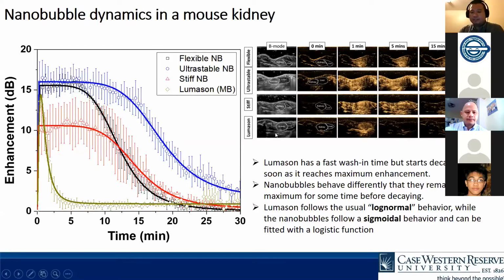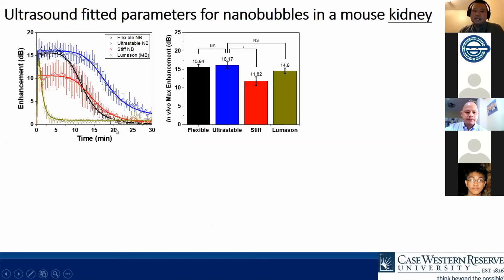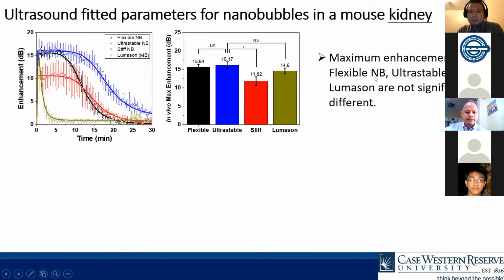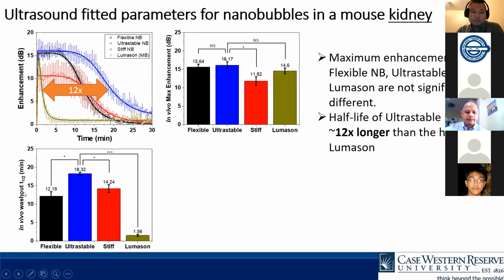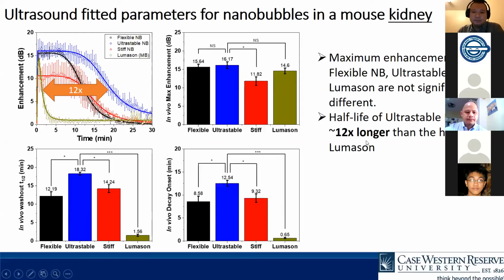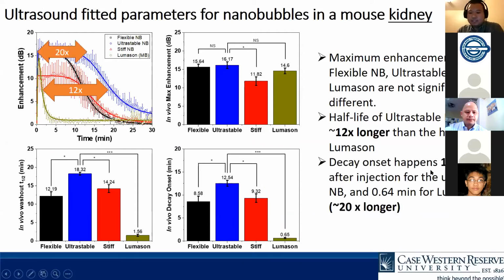And we can fit these equations to the data and extract more parameters. We can see here that the in vivo max enhancement for the flexible, ultrastable, and Lumason are not significantly different. But the in vivo washout half-life for the ultrastable nanobubble is 12 times longer than the half-life of Lumason. And also the decay onset happens 12.5 minutes after injection as compared to 0.64 minutes for Lumason. That is about 20 times longer.